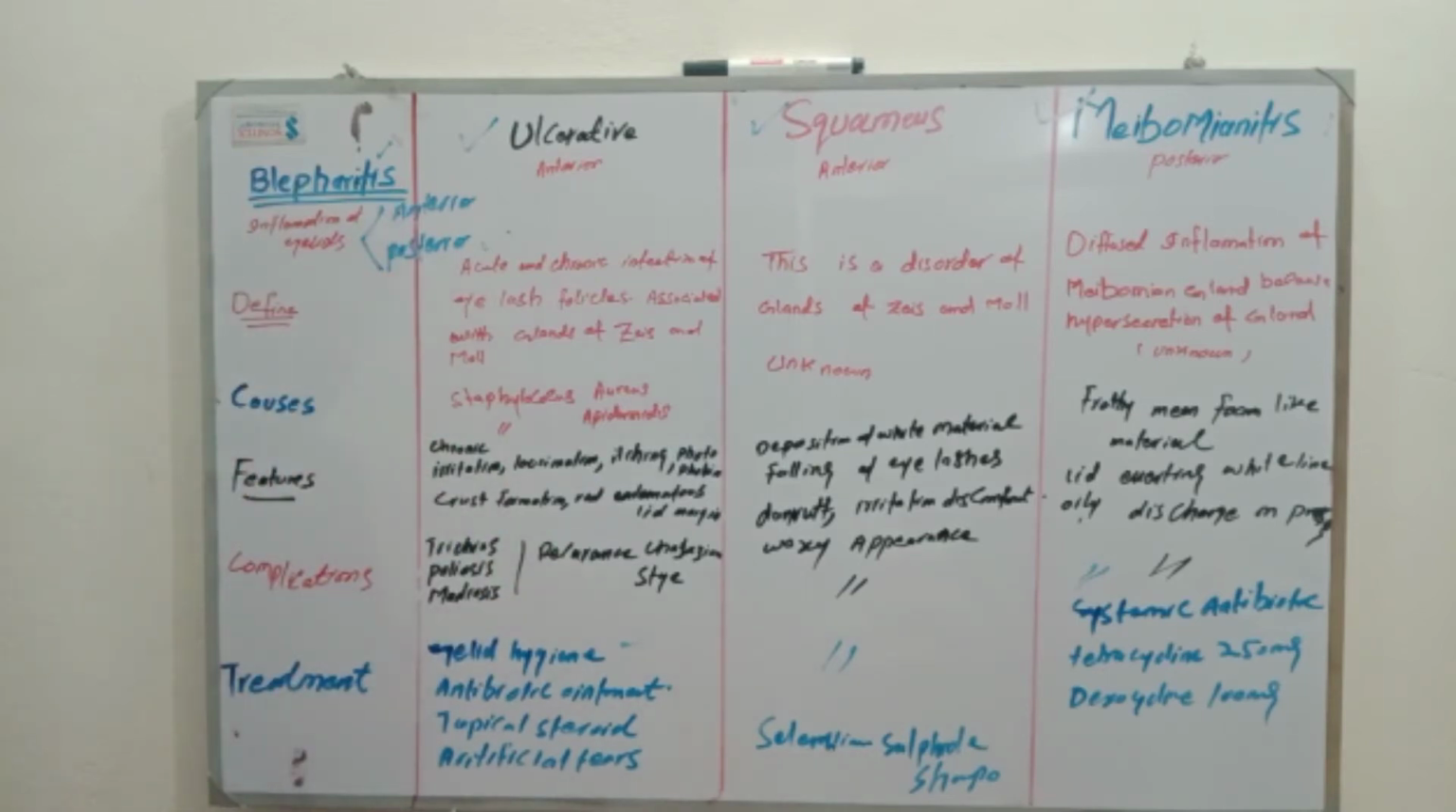These are the complications of ulcerative blepharitis. Treatment here. The most important treatment is eyelid hygiene with the help of baby Johnson shampoo. Second one, antibiotic eye ointment. Third one is topical steroid. Fourth one is artificial tears.